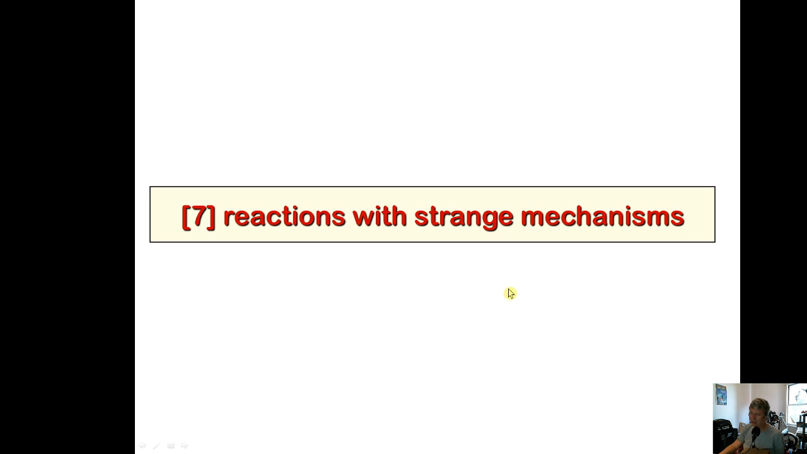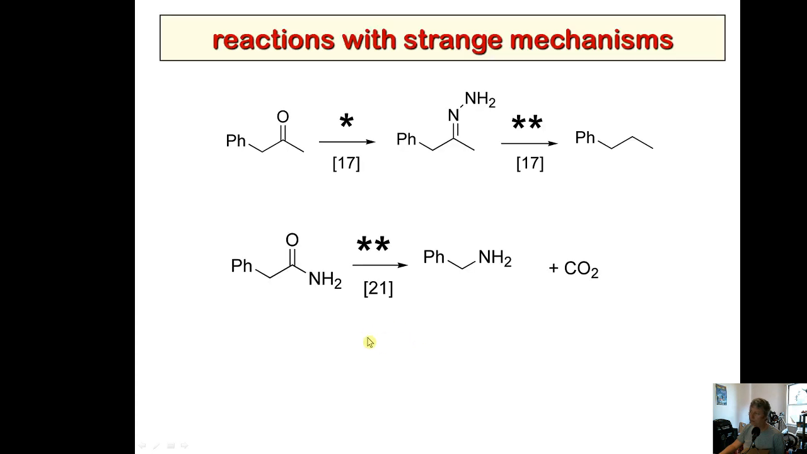Okay, last little section, reactions with strange mechanisms. You've seen all these reactions before, but it's kind of fun to just put them all in one little section. Reactions with kind of oddball, sort of strange mechanisms. Okay. Of course, the Wolff-Kishner, that was kind of a weird one.